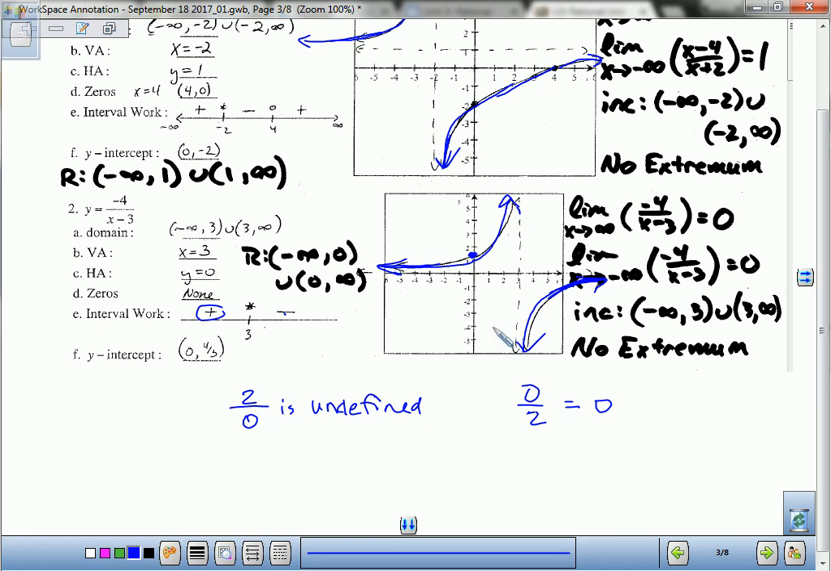Yes, sir? How do you start when you're doing which graph?